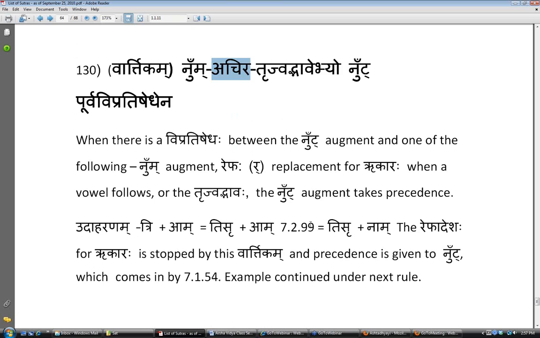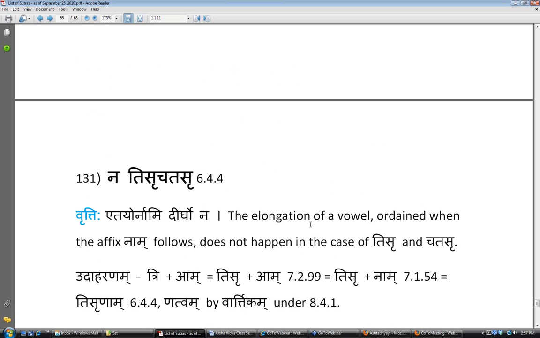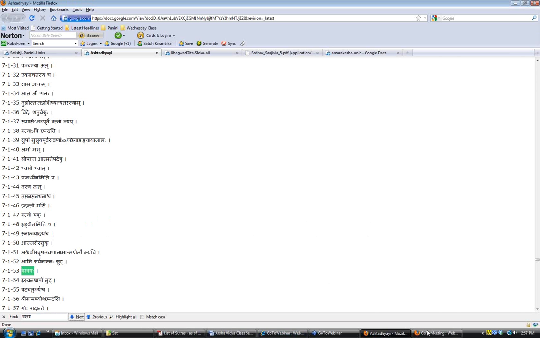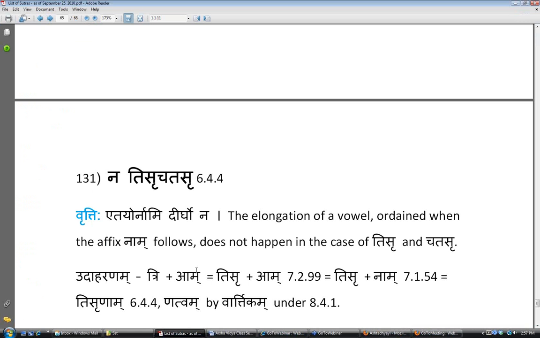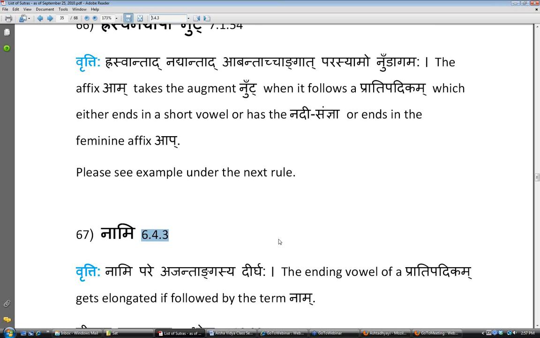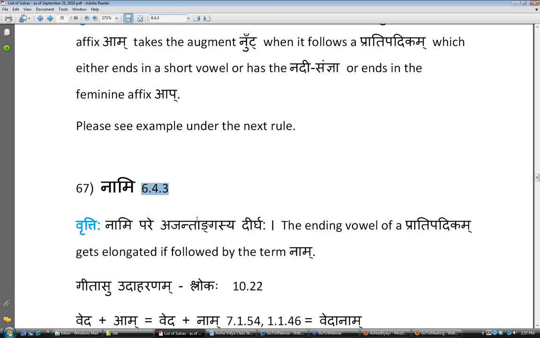And then the next Sutram says Na Tisri Chatastriyo, 6.4.4. Not the next Sutram in the Ashtadhyayi, but the next Sutram that we need to apply is Na Tisri Chatastriyo. Because if you recall the Sutram Nami iti Dirghaha, in fact we had the Sutram Nami in our document also. You can search for that. I think I have it. Okay, Nami was, I believe, 6.4.3, and that Sutram says Nami Pare Ajantangasya Dirghaha.